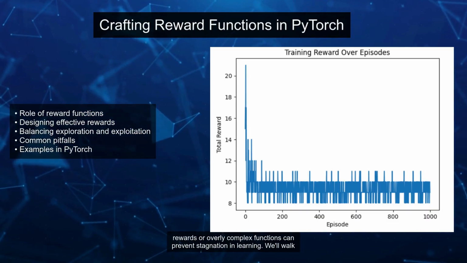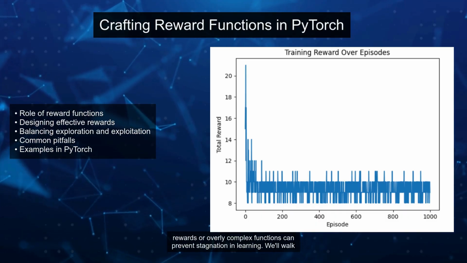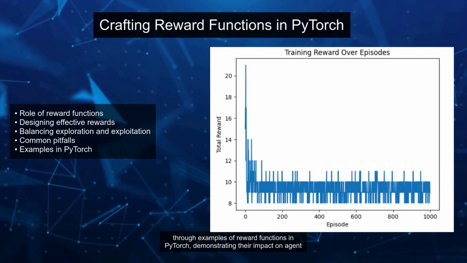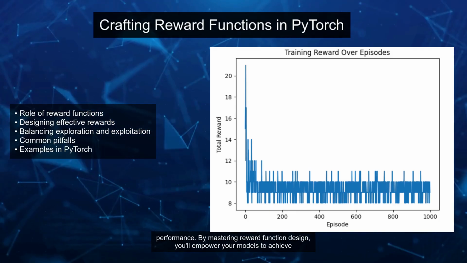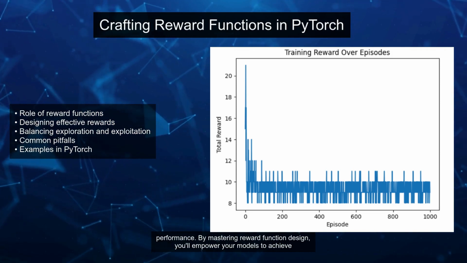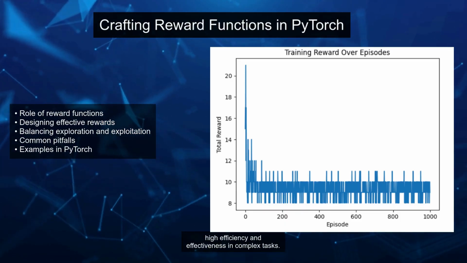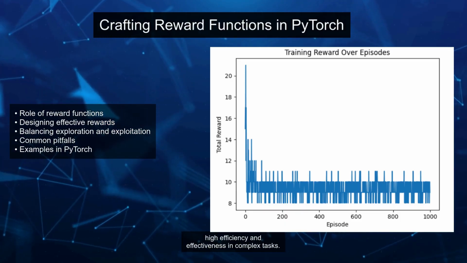Avoiding common pitfalls like sparse rewards or overly complex functions can prevent stagnation in learning. We'll walk through examples of reward functions in PyTorch, demonstrating their impact on agent performance. By mastering reward function design, you'll empower your models to achieve high efficiency and effectiveness in complex tasks.